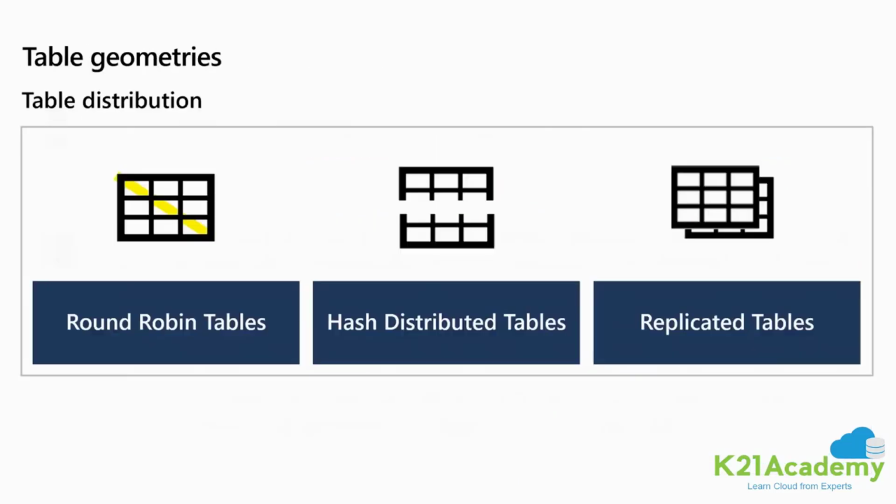Now let us understand the table geometries. When we create tables in Synapse, there are three types of tables you can create. One is called a round robin table, in which the data is inserted in a round robin manner. Second is called a hash distributed table, where we use a hashing function for doing the partitioning and data is inserted based on that hashing column. And the third one is called a replicated table, where the same table is replicated on all the compute nodes. In a replicated table, the table size should be less than 2 GB, then only we can use it.